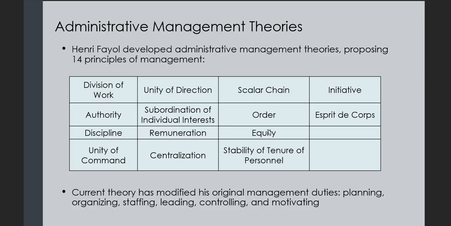Fayol also identified the key duties of management, which has since then been modified and refined into what we now recognize as planning, organizing, staffing, leading, controlling, and motivating. These form the basis of what managers and HR professionals do every day. Planning sets direction, organizing structures resources, staffing brings in talent, leading guides people, controlling monitors progress, and motivating drives performance.